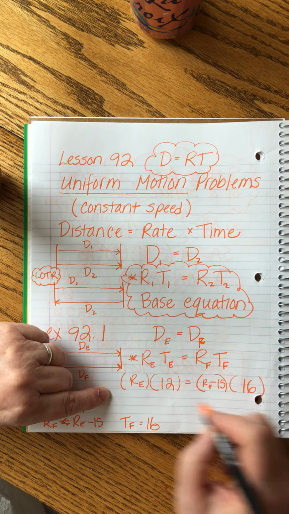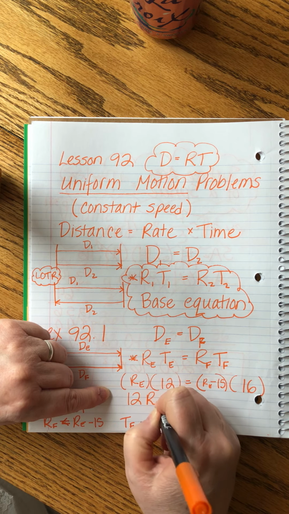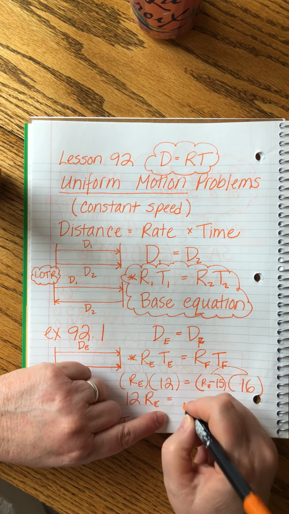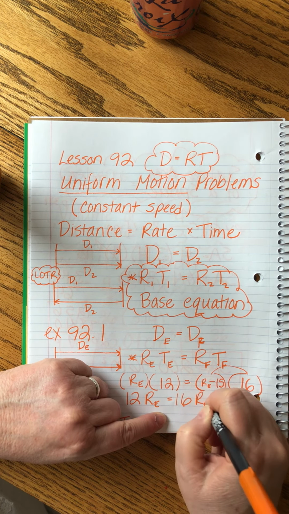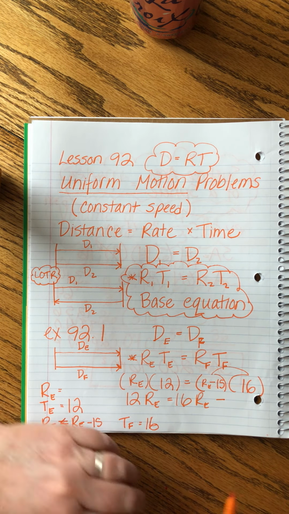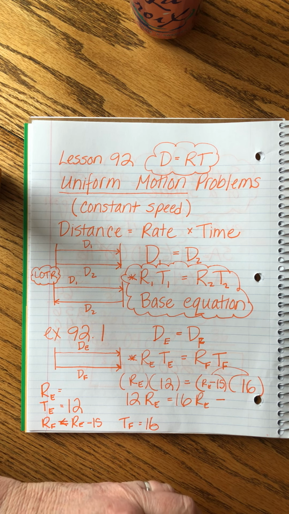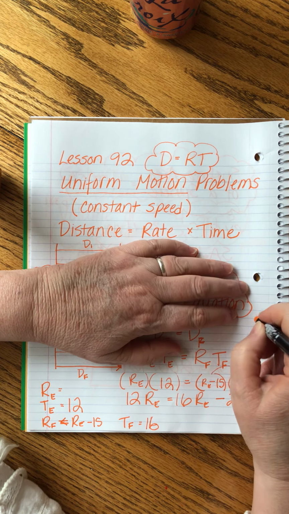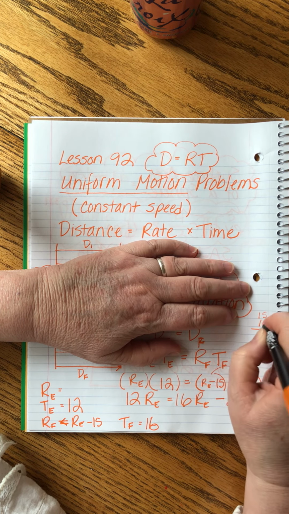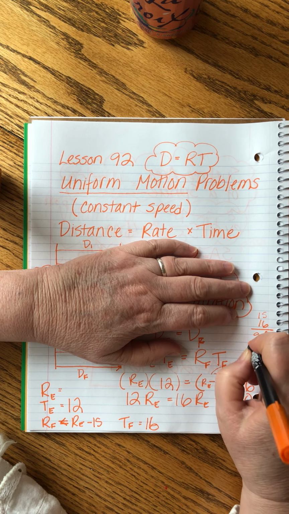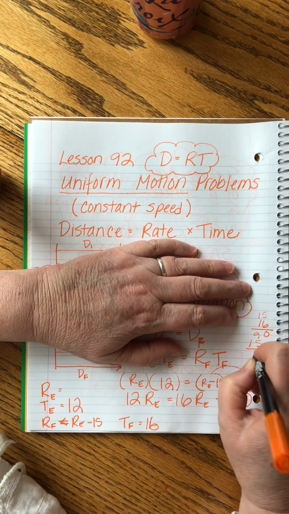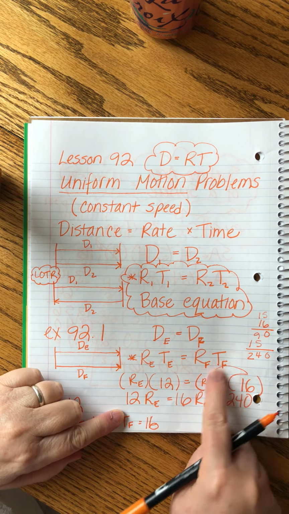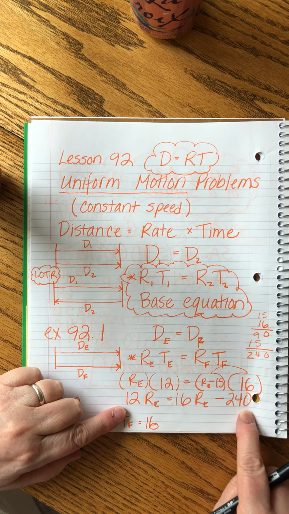I'm going to rewrite this so that it looks nice. 12 times the rate of the express train equals, and I'm going to distribute this, 16 times the rate of the express train minus, well, let's see, what's 15 times 16? It's 240. And we can do that right here. Right? There's the 240. So we've distributed, and now we're just housekeeping. I'm going to carry this to the top of my next page.